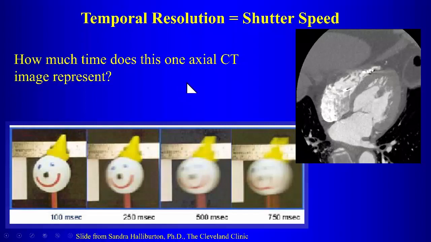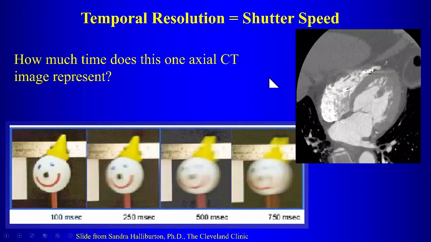Next issue is shutter speed. So what does this mean? Temporal resolution, shutter speed. Remember, we take our images on CT and break them down one image at a time. How much time does that image represent? So here's a pendulum that's moving back and forth, and we have pictures of it using different shutter speeds. Here's a very long shutter speed. Here's a very short shutter speed. So you can see that if this picture represents 750 milliseconds, there's a lot of blurring, there's motion artifact there. Whereas over here, if you have a very short shutter speed, now you can freeze the motion.